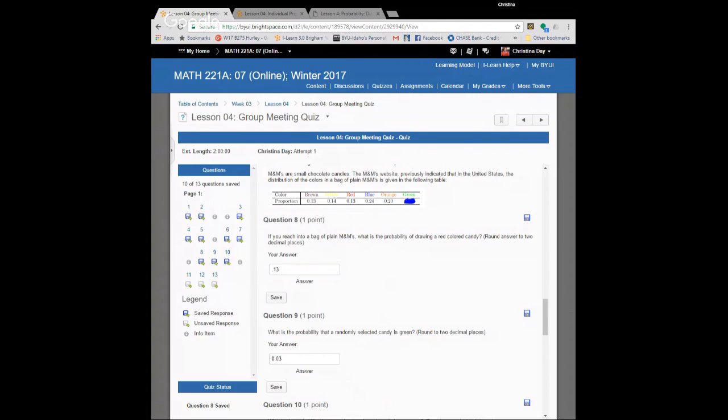So what's the probability of a randomly selected candy being green? The candy is green. So it will be whatever is left to make. Which isn't that 0.16? Yeah, it's 0.16. 0.16, right? Yes. Okay.